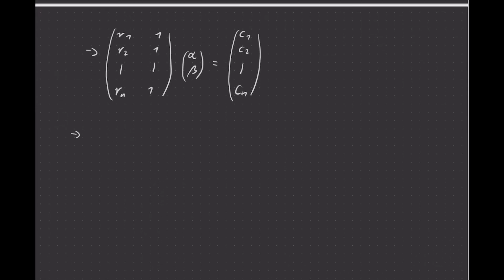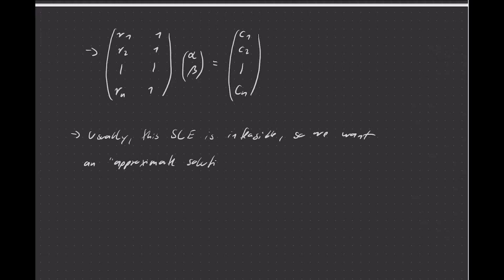Right, so the problem here is that it is usually an infeasible system. So we want something like an approximate solution. How do we get that? Let's have a look at that situation from a more abstract viewpoint. Here's the general setting that we're going to deal with.